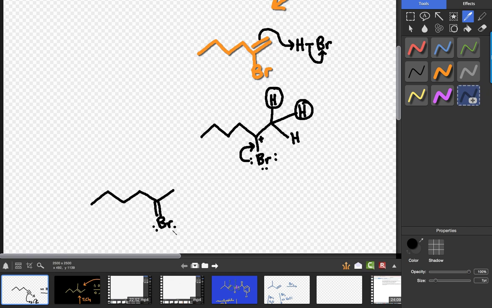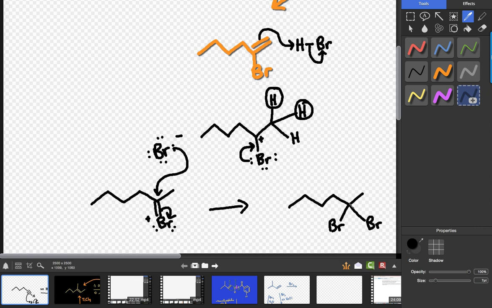This is really going to pull electron density away from this carbon. And now Br minus, which is also in solution after the proton transfer, is going to attack this carbon, and this pi bond breaks to regenerate the lone pair. So 2 equivalents of HBr will result in both of the hydrogens and both of the bromines being attached to the same carbon. This is called a geminal dialkyl bromide.